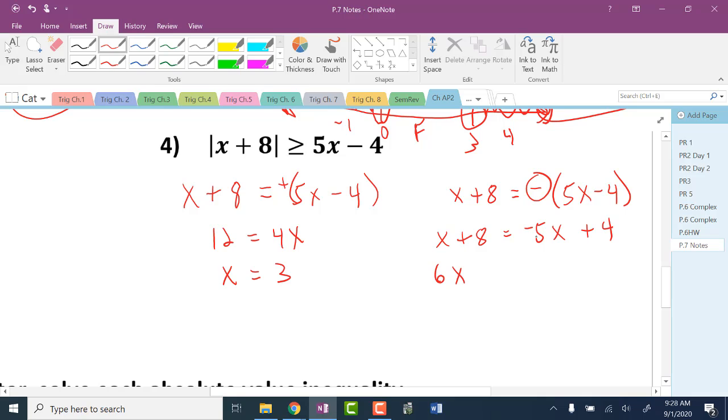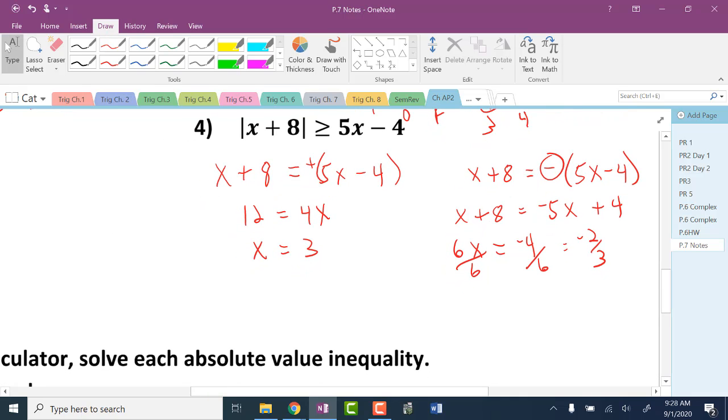I'm going to add 5x, add 5x. I'm going to subtract 8, subtract 8. There we go. I couldn't get my brain to think about what 4 minus 8 was. Then just know that that's negative 2/3 reduced. So I'm going to go ahead and put these number line answers here.